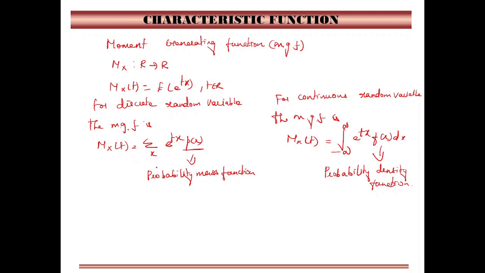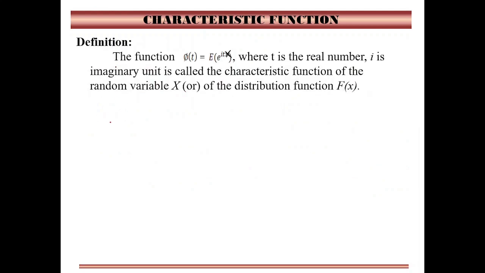If you determine the moment generating function for both discrete and continuous random variables, this may not converge, and then the moment generating function does not exist. In this situation, we can have another function which is called the characteristic function. The characteristic function of a random variable x is denoted by phi(t) and is defined as phi(t) is equal to expected value of e power itx, t belongs to R.